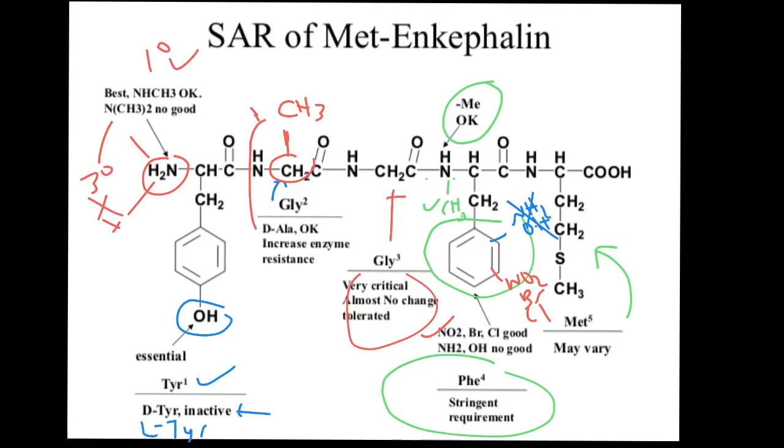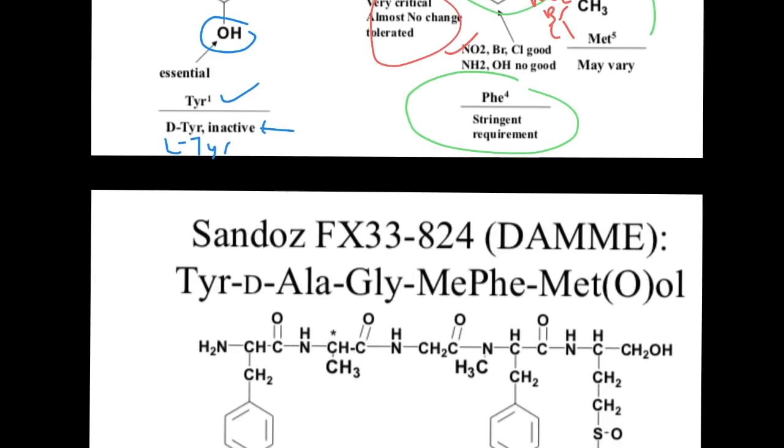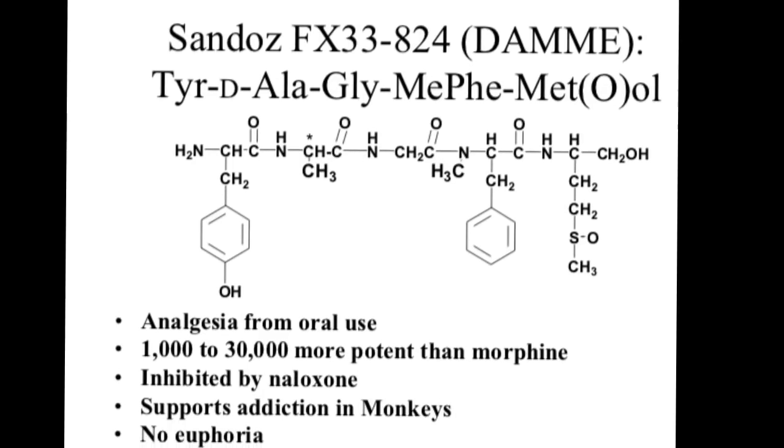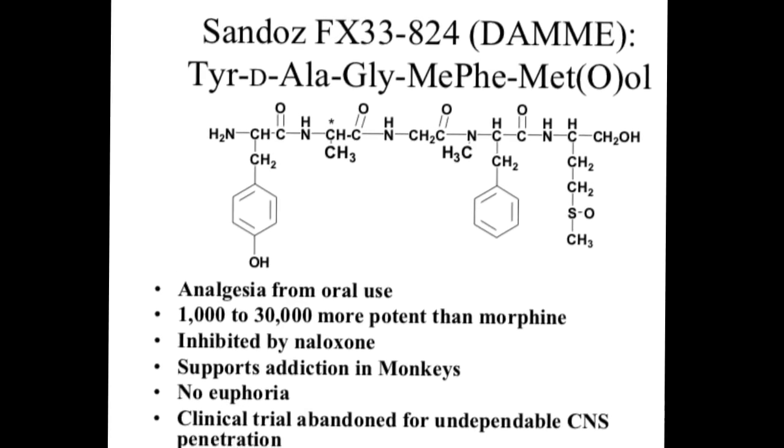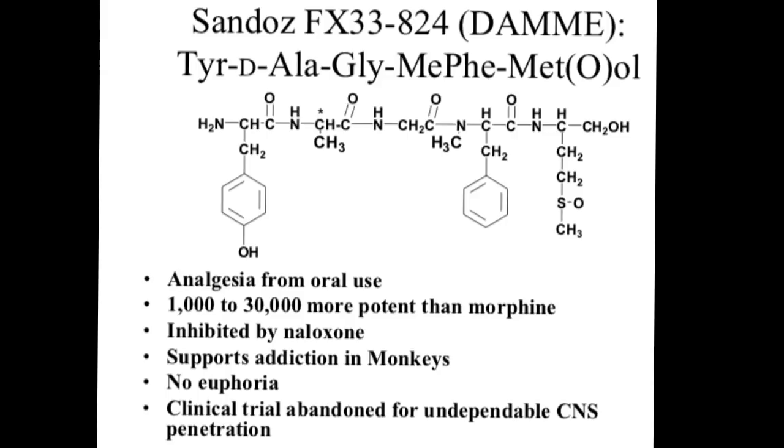So let's apply this SAR to a real molecule. Okay, what are your amino acids you need? Tyrosine, glycine, glycine, phenylalanine. So, let's see. You have your primary amine here, which is good. Your tyrosine here, you have your OH, which is good. Remember, you need your L-tyrosine, not your D-tyrosine. You have your D-alanine group. So at your regular glycine group, you have a methyl group here, which makes a D-alanine.